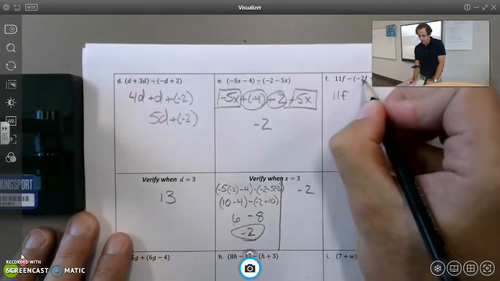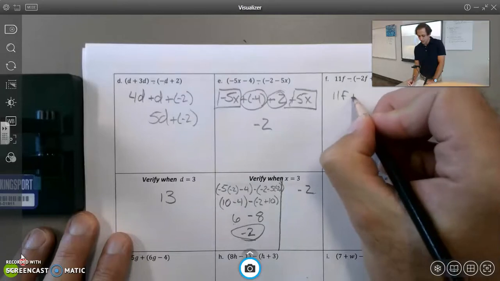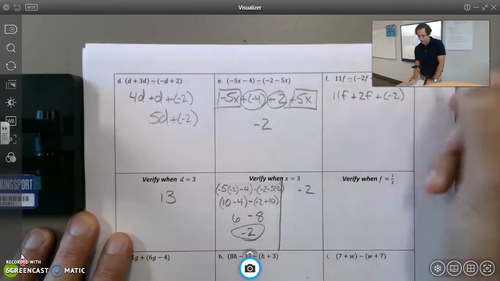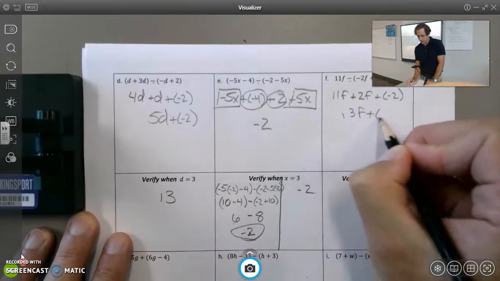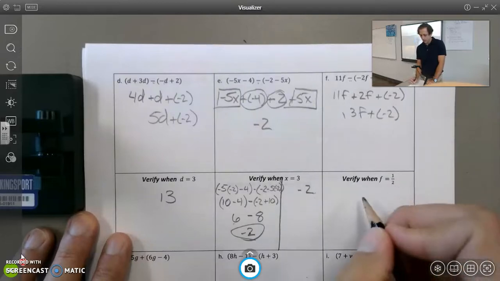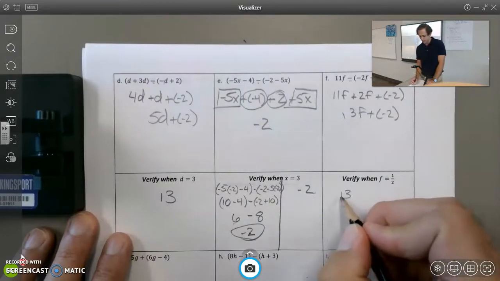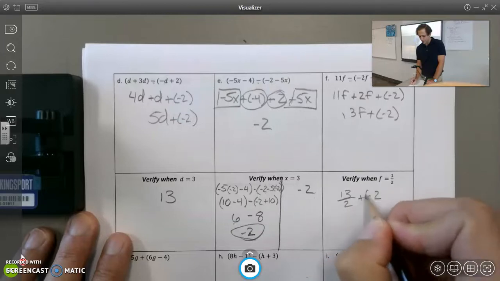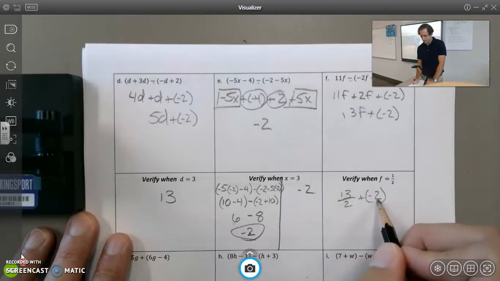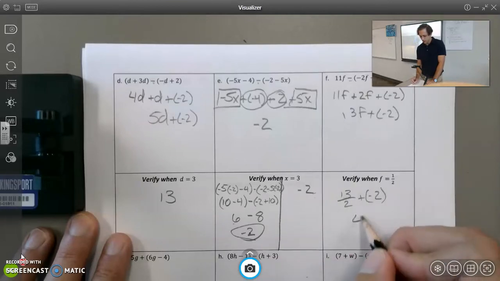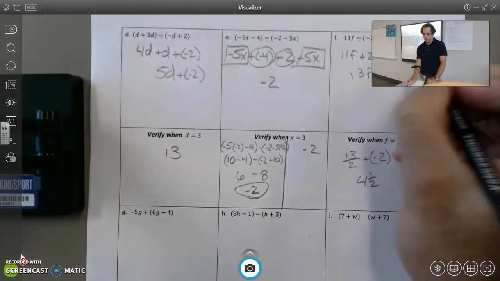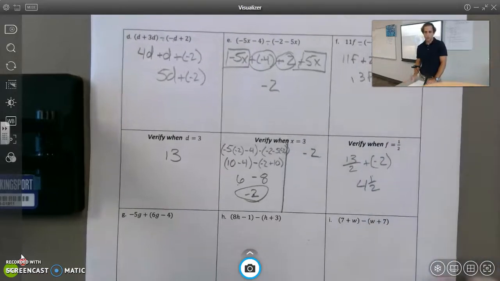11f minus negative 2f, so that's going to be plus 2f minus positive 2, so that's going to be plus negative 2. And that's going to be 13f plus negative 2. And if I plug in 1/2, that would be 13, I got to think about that for a second, 13 halves plus negative 2, which would be 6.5 minus 2, so 4.5, either way. So either expression you plug this into, you should get 4.5.